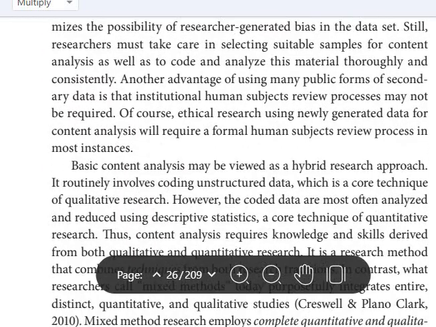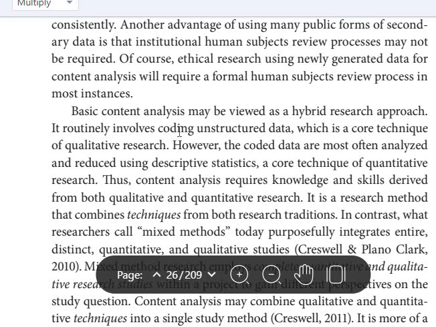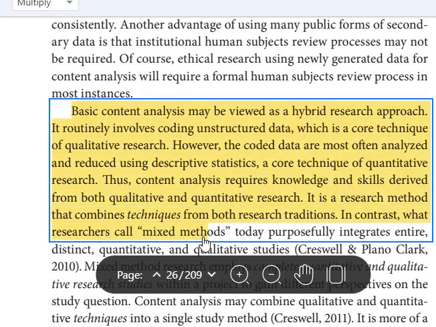Basic content analysis may be viewed as a hybrid research approach. It routinely involves coding unstructured data, which is a core technique of qualitative research. However, the coded data are most often analyzed and reduced using descriptive statistics, a core technique of quantitative research. Here, content analysis requires knowledge. You must have knowledge, experience, and skills derived from both qualitative and quantitative research. It's a research method that combines techniques from both research traditions.